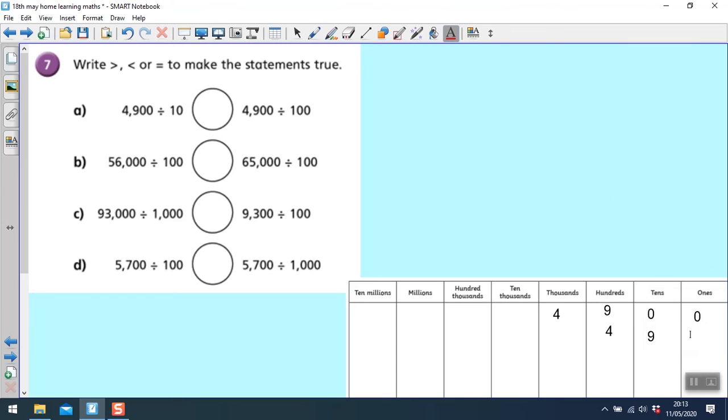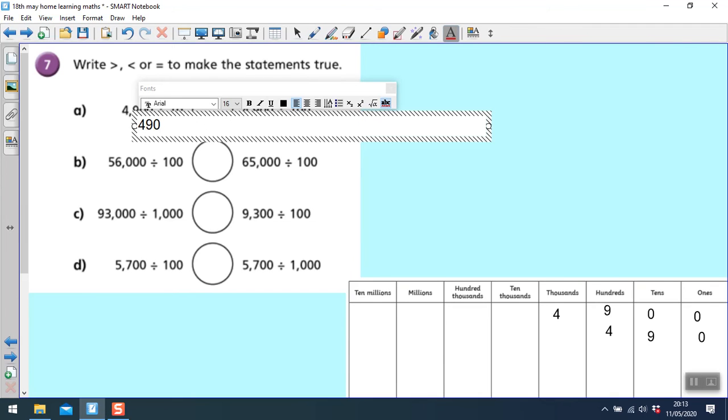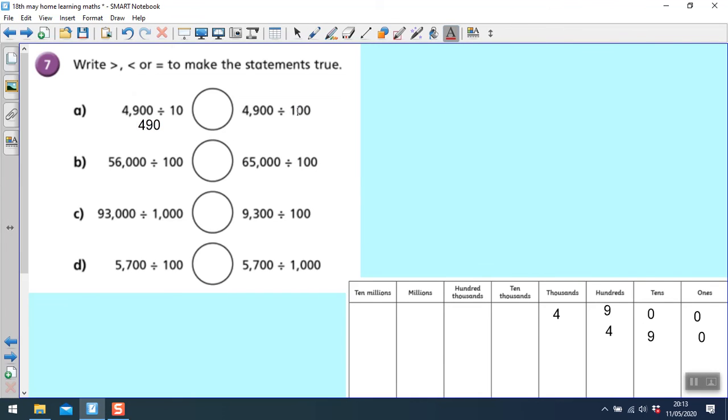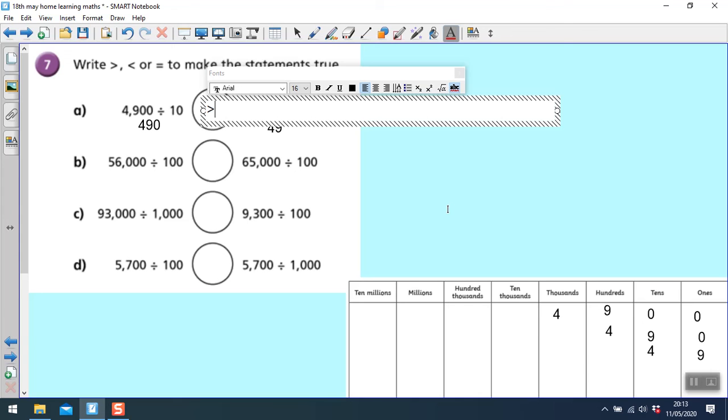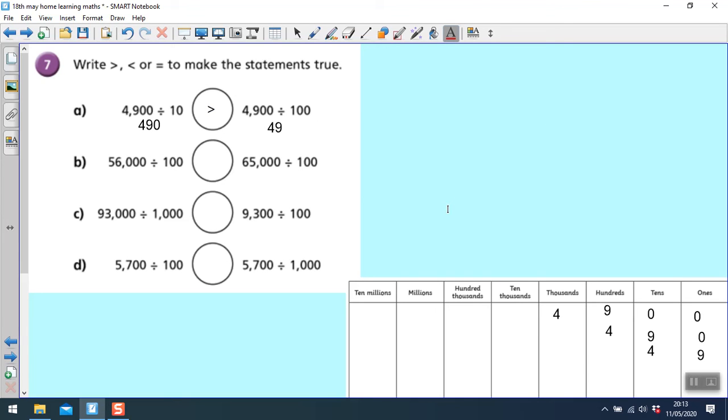4,000 becomes 400s, 900s becomes 9 10s, and we need a placeholder still. There's no 10s becomes no 1s. So it's 490 here. 4,900, this is the original number, divided by 100. 2 zeros in 100, which means 2 places to the right. That's going to jump 2 places and become 4 10s. The 900 is going to jump 2 places and become 9 1s. So my answer is 49. 490 is bigger than 49, so my crocodile will eat the 490. Pause the video while you complete the others.